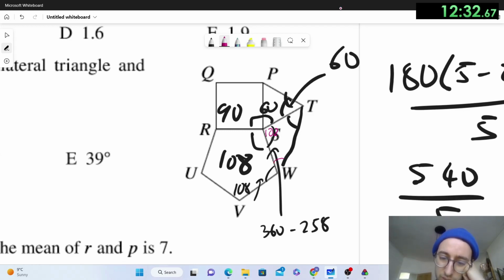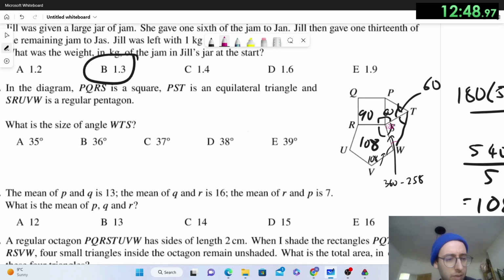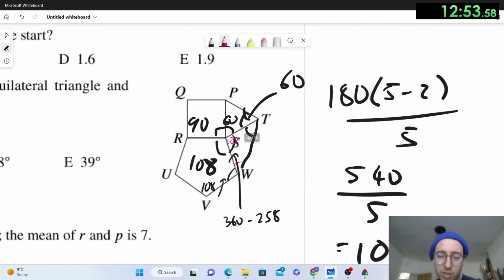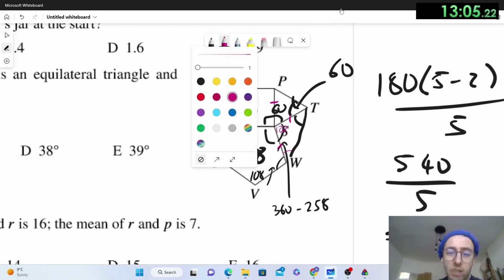What's this? How do I find that guy? Is it a regular pentagon? Okay, this is cool. This length, because it's part of a square, is the same as this length. It means this length is the same as this length. So this is actually an isosceles triangle. WST is an isosceles triangle. That is cooler than I thought it was.